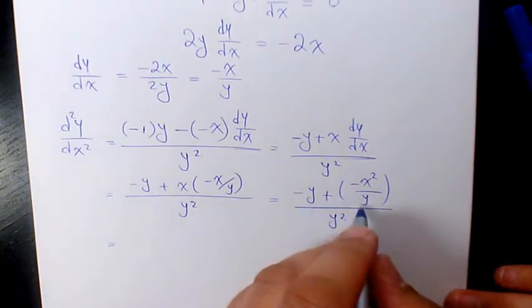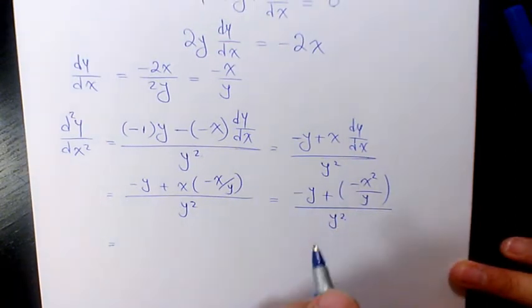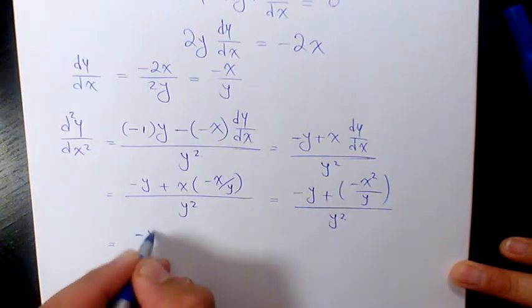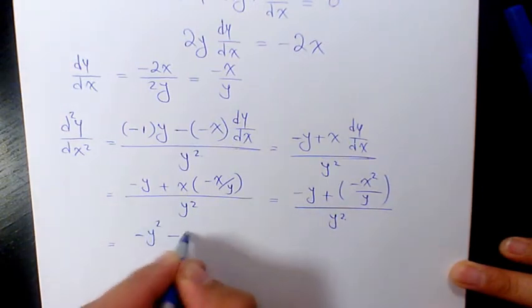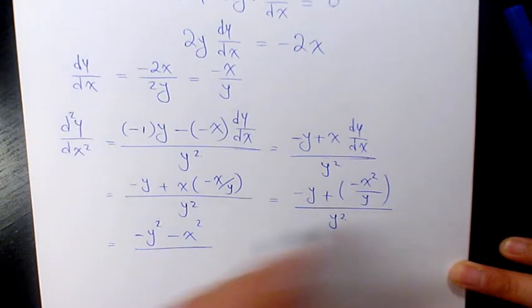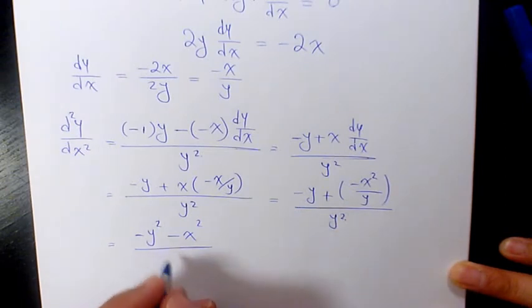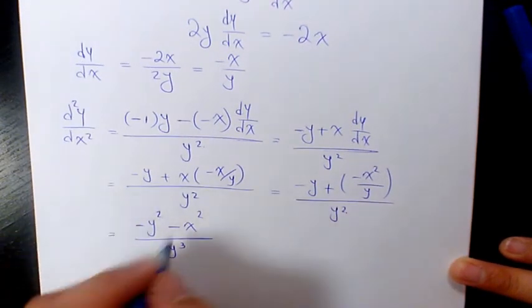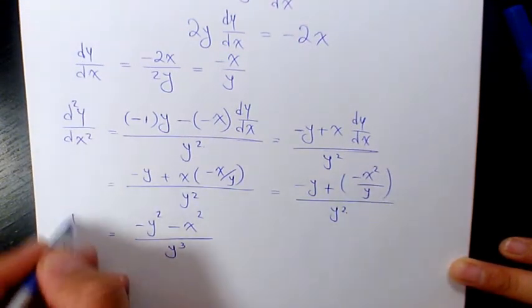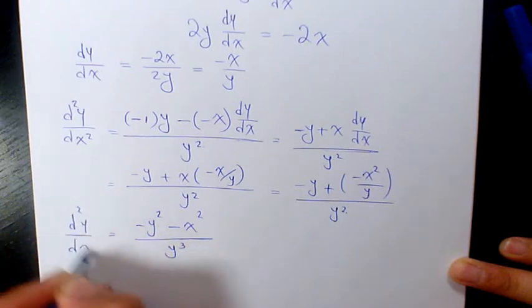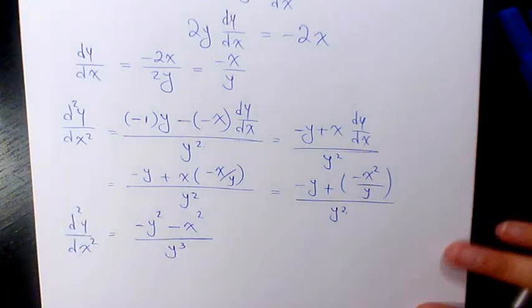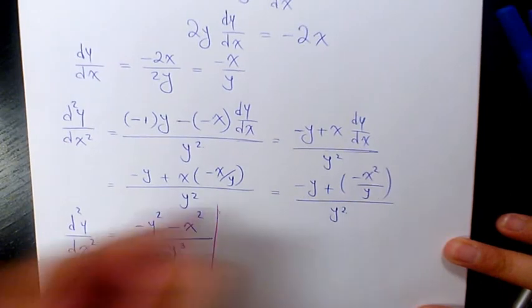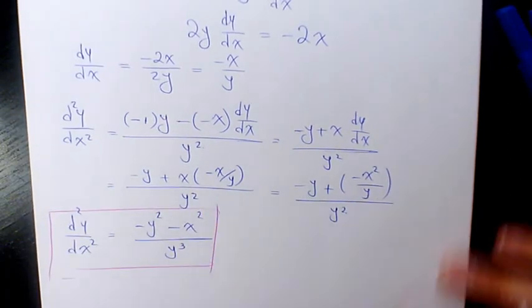So that's going to be negative y squared minus x squared divided by y cubed, because I multiplied the numerator and denominator by y in order to get rid of this denominator. So this is going to be the second derivative of this expression. So that's the final answer.